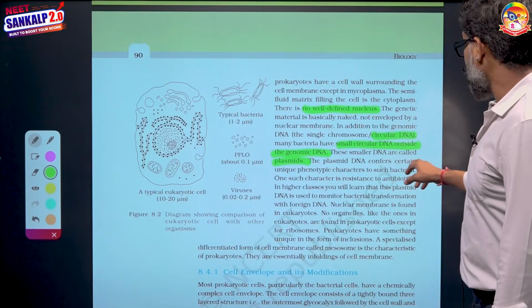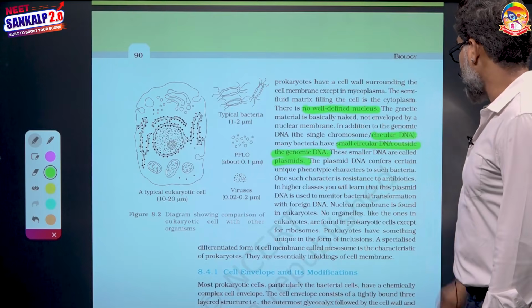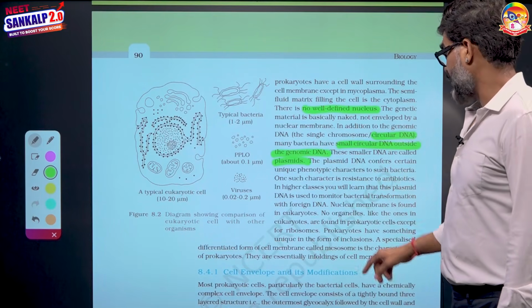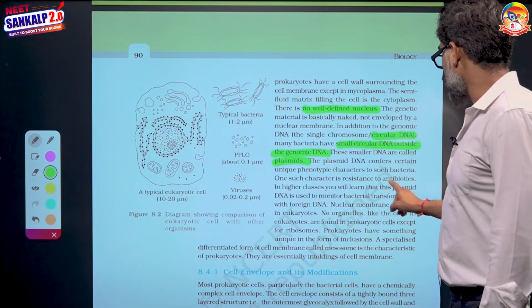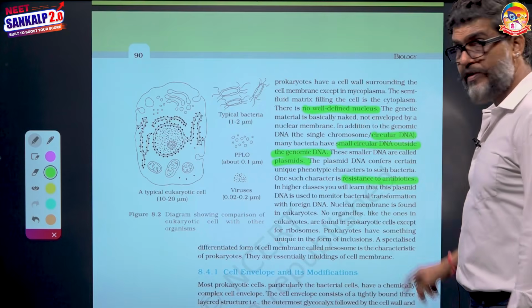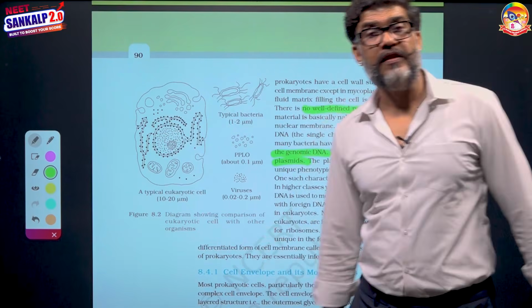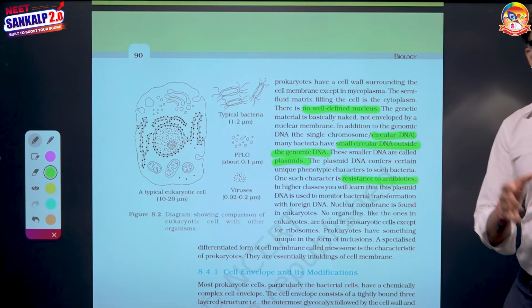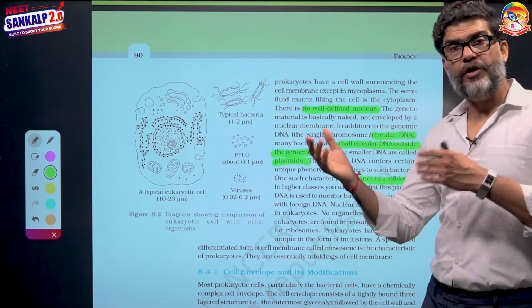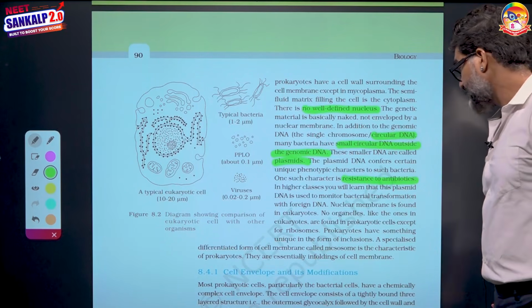This plasmid DNA confers certain unique phenotypic characters to such bacteria. One such character that they contribute is resistance to antibiotics. You remember this character, antibiotic resistance, we have used as a selectable marker during recombinant DNA technology.